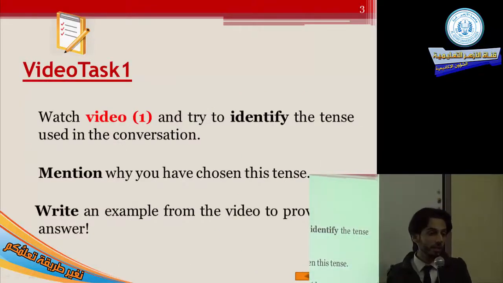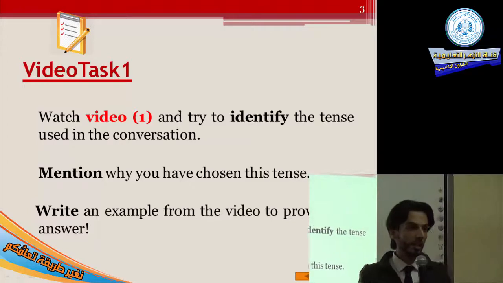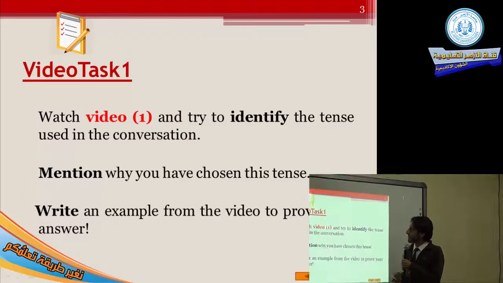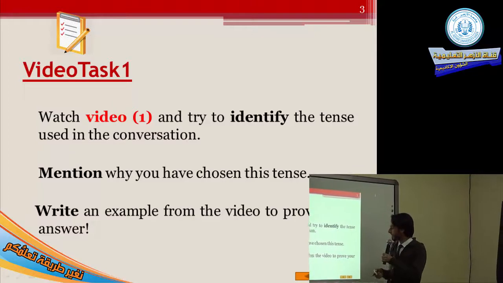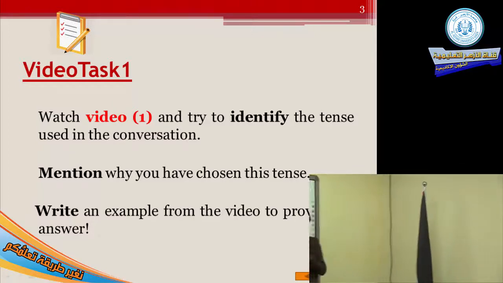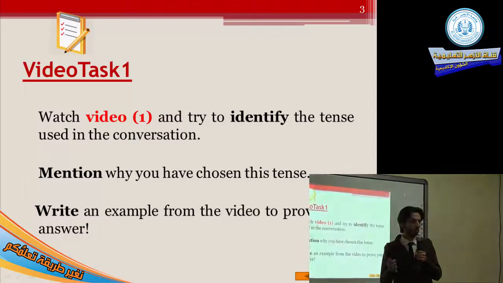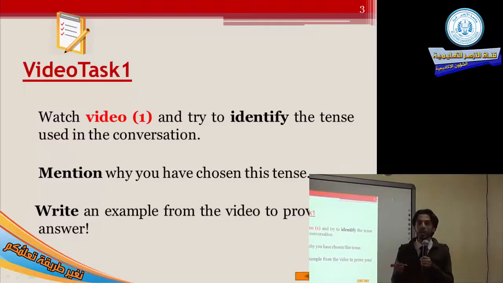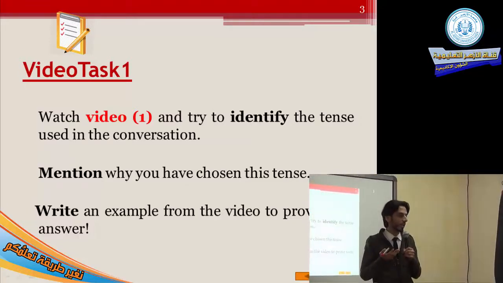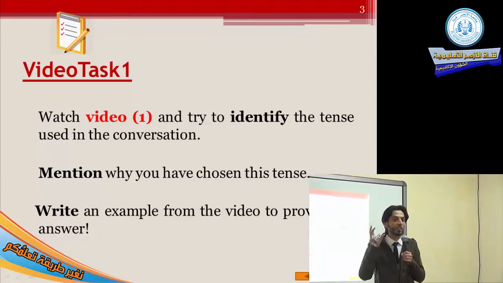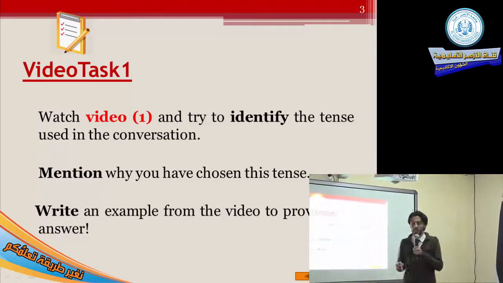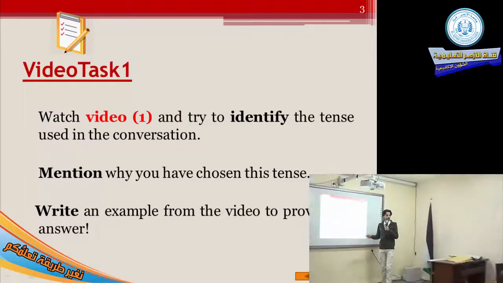Okay, now it's the time for having a task, and you're going to do this task. Video task. Watch video 1 and try to identify the tense used in the conversation. Mention why you have chosen this tense. Write an example from the video to prove your answer. Is it clear? You're going to watch a video, very simple video, and you need to try to identify what is the tense of the conversation in the video. Write a sentence or a question you heard it in the tense form you're going to recognize. Ready to start? Yes? Okay.